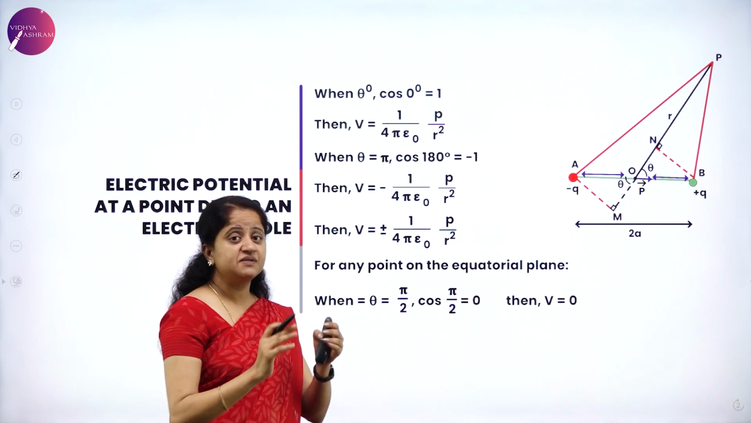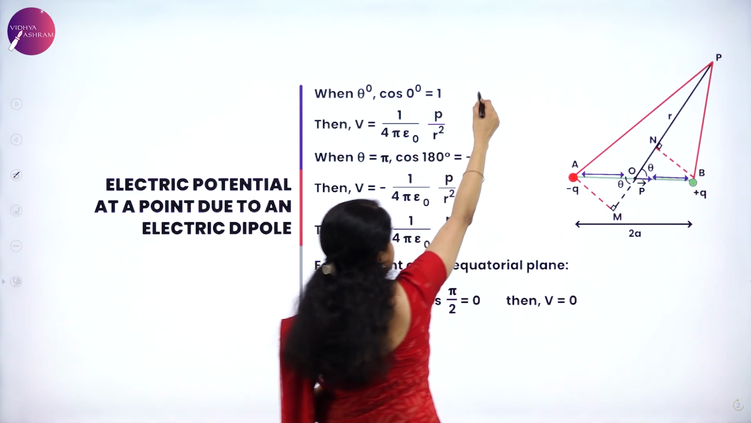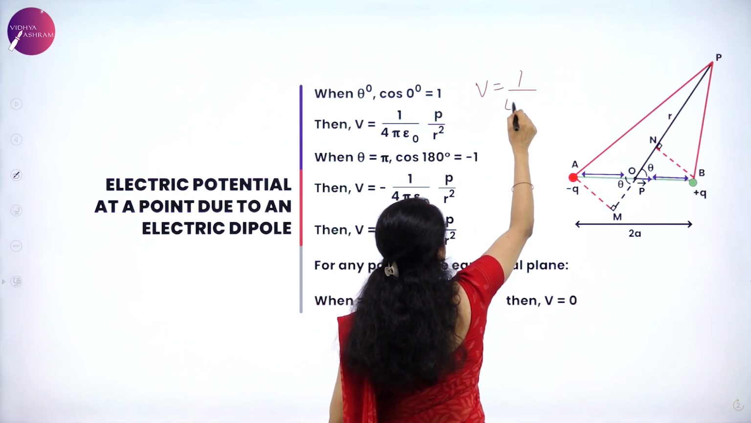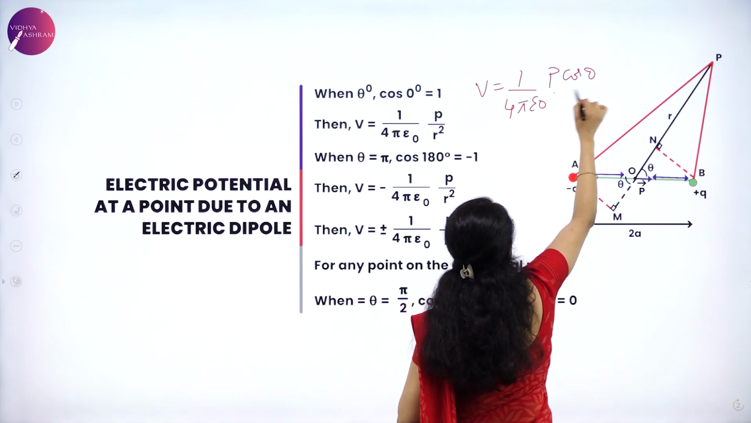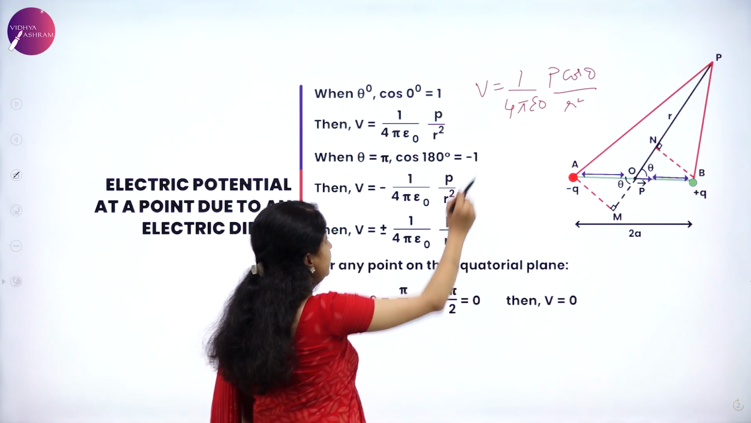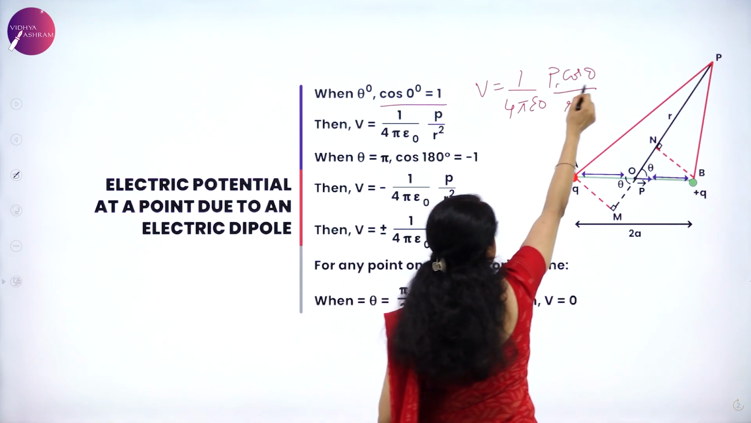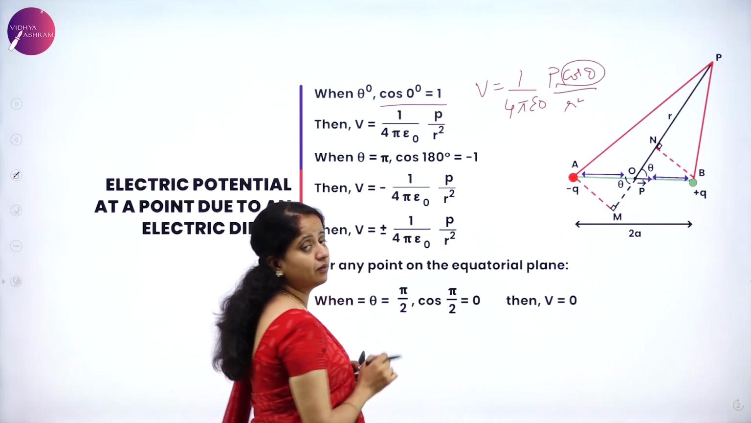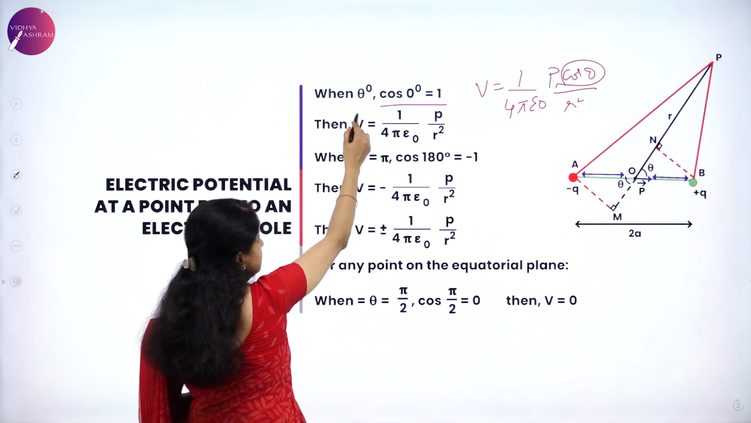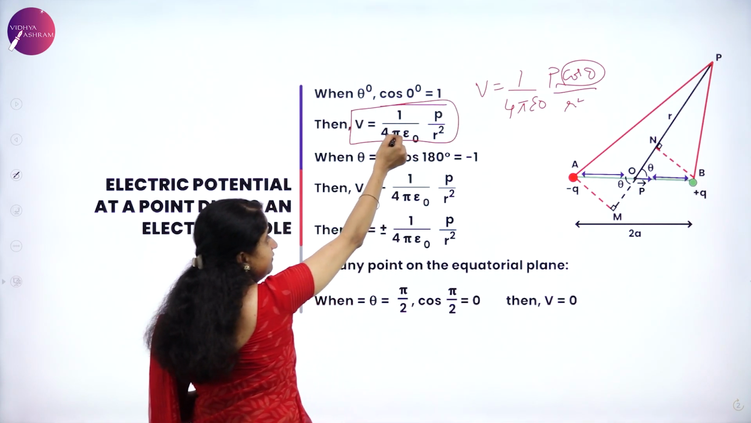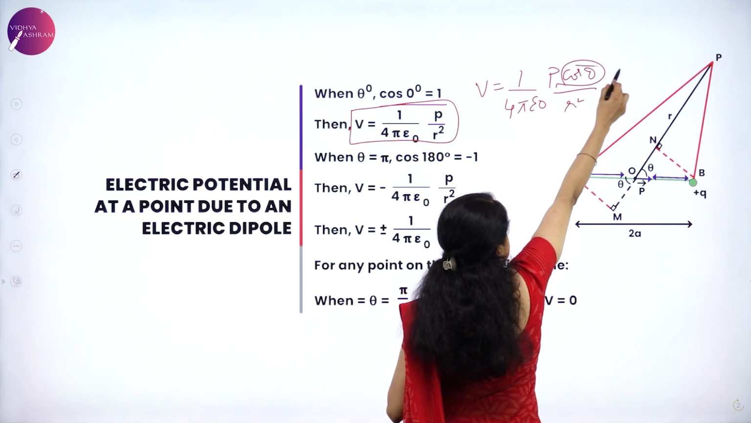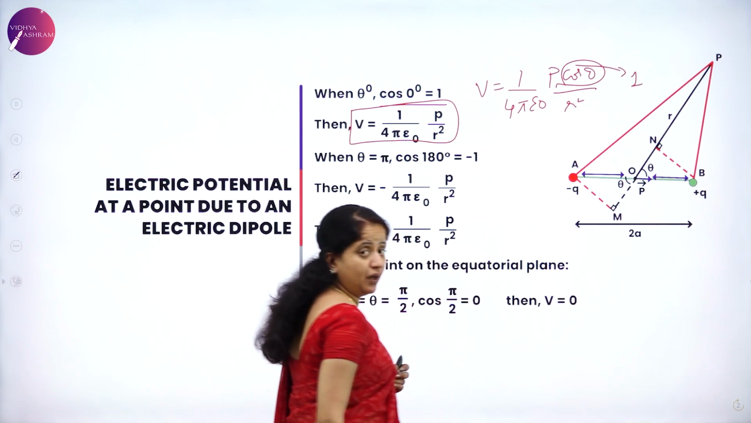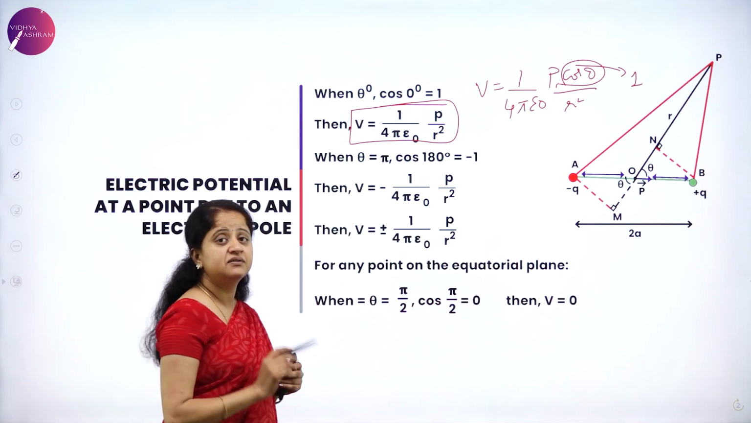Let us see now. The expression for potential due to an electric dipole is V is equal to 1 divided by 4 pi epsilon naught P cos theta divided by R square. Now, when theta is equal to 0, we have the cos theta term here. So, cos 0 will be equal to 1. So, what happens to potential? It will be V is equal to 1 divided by 4 pi epsilon naught P divided by R square, since the term cos theta will be equal to 1 when the angle is 0.